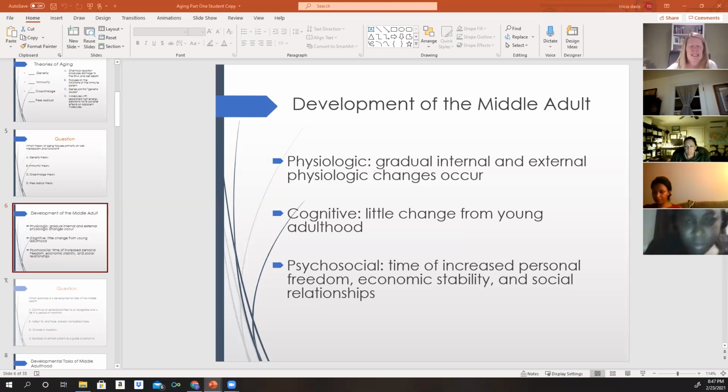Psychosocial. So it is a time of increased personal freedom, economic stability, and social relationships. So if you've raised children and you've done everything for your children and you had to live a certain lifestyle, well, maybe when you get to your middle adulthood, your children are growing up and it's time for you to do things that you wanted to do. The middle adult starts to realize that his or her life may be half or more past, and they have feelings that things are still undone. So this can sometimes cause what you guys have probably heard, a midlife crisis, and it can also cause situational stressors in the life.